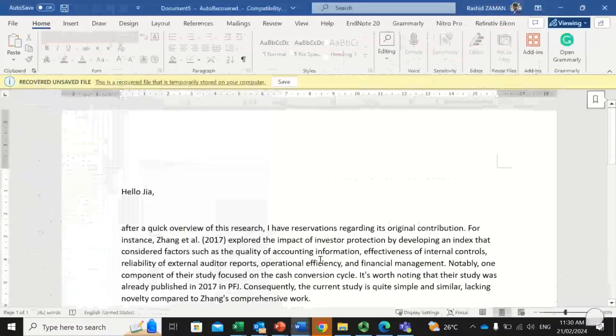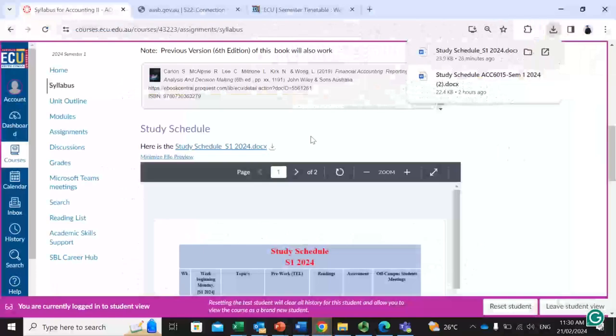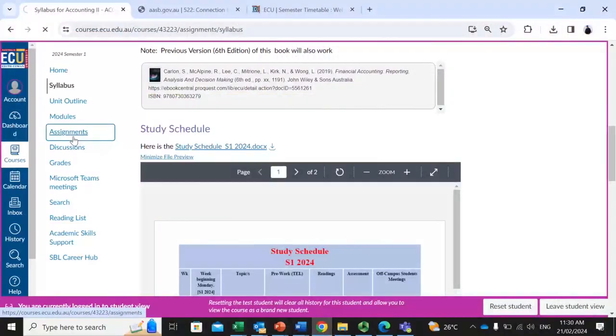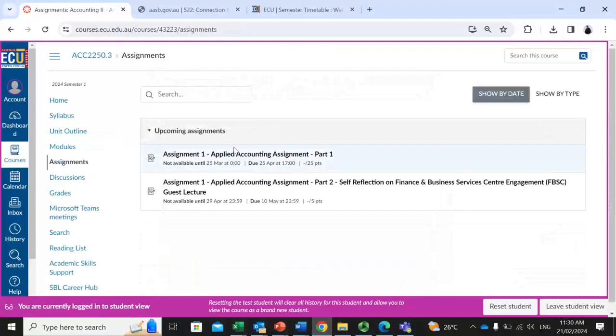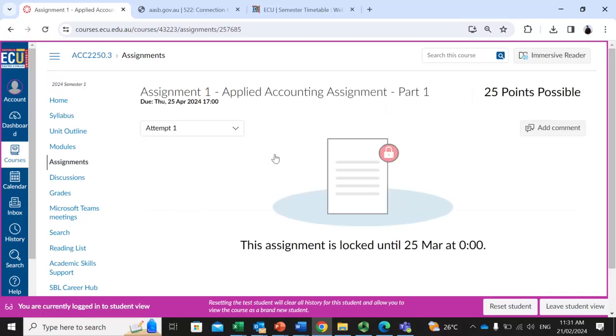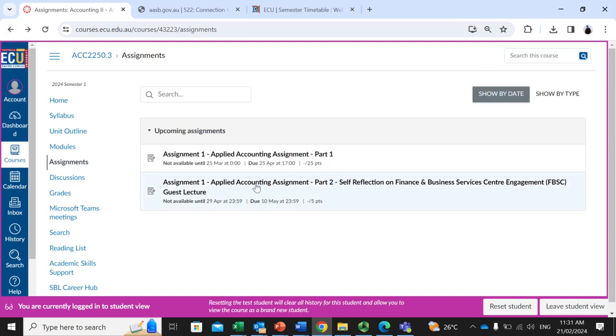Another thing I would remind you of is these assessments. At the moment I have posted these 2, you can see it, which is the applied accounting assessment, 25 marks. I'll open it up actually. And then you have this assessment.